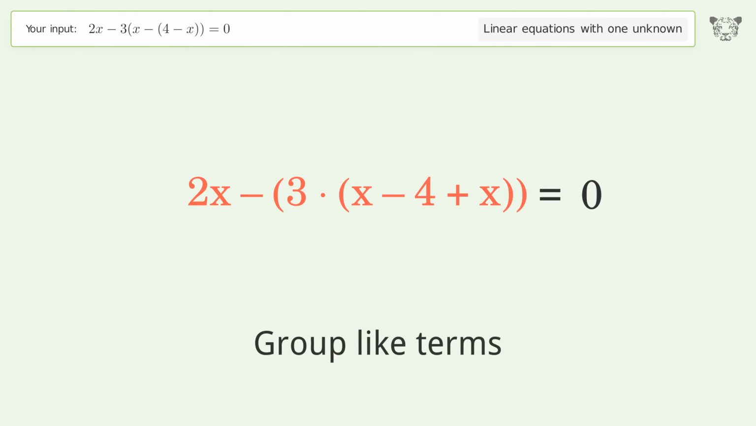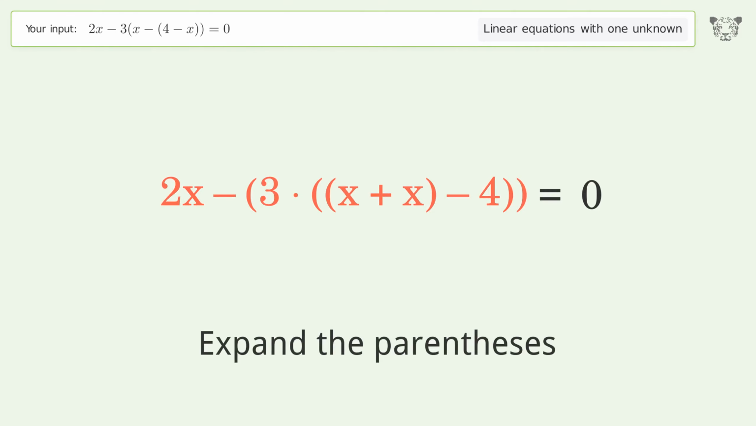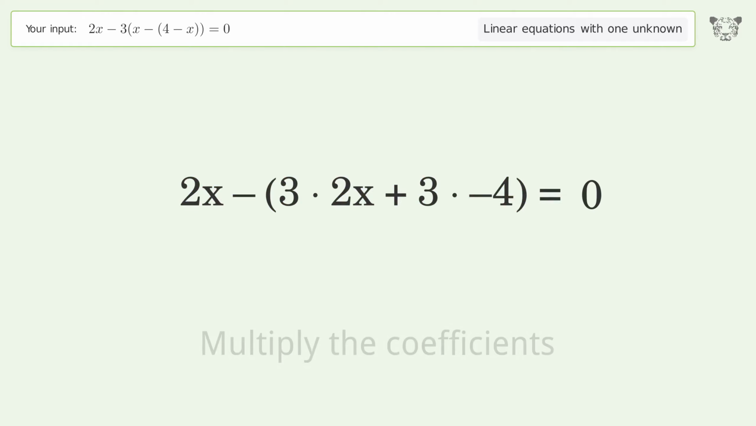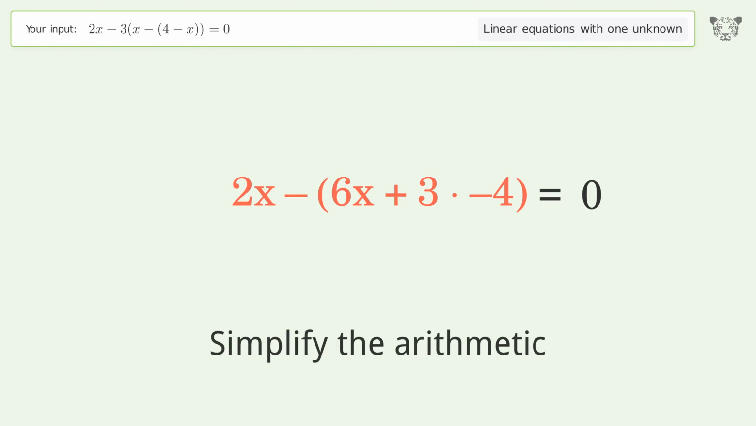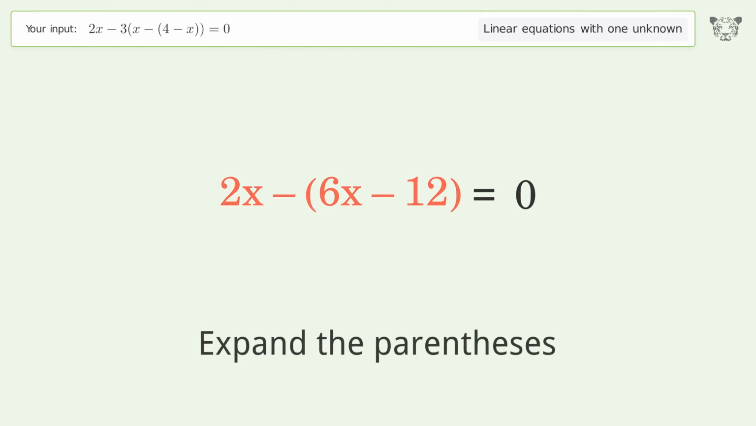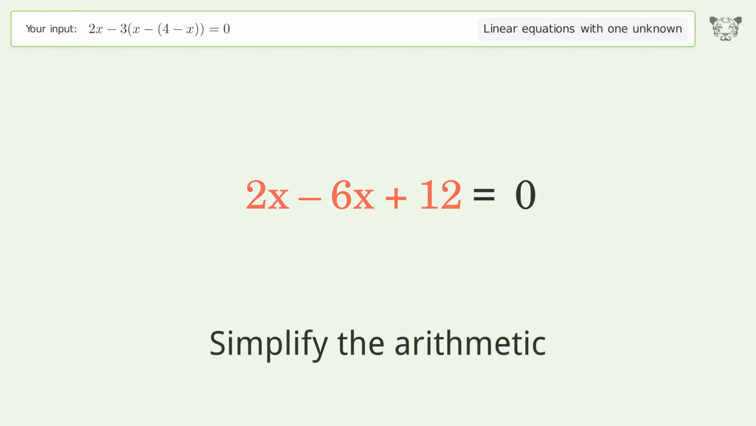Group like terms. Expand the parentheses. Multiply the coefficients. Simplify the arithmetic. Expand the parentheses. Simplify the arithmetic.